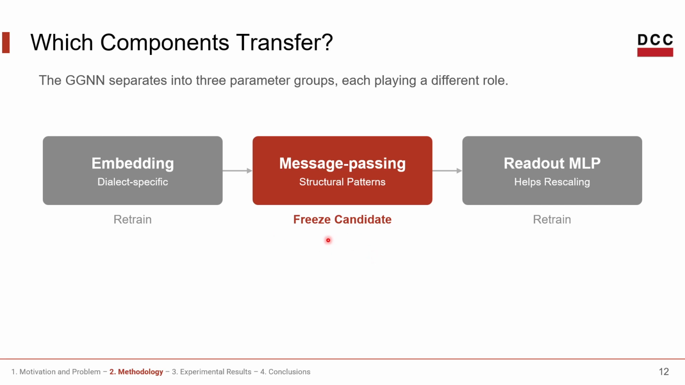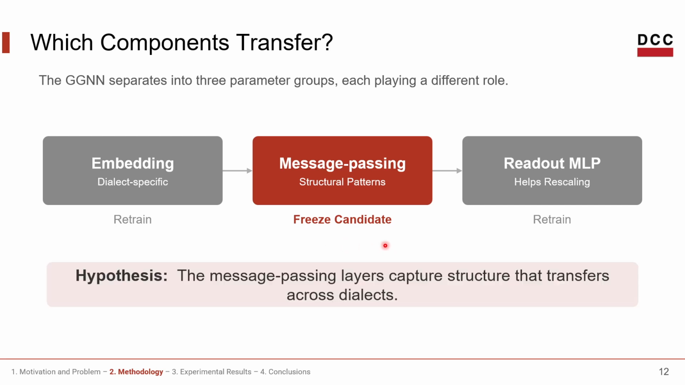And the message passing layers, though, learn how information flows through the graph, which is like general structural knowledge. So the hypothesis is that the message passing layers capture structure that can actually be transferred across dialects, while the embeddings and the readout have to adapt. So the experiments are designed to test this hypothesis that some parts of the message passing component can be kept frozen and still be useful when adapting the model over to the target dialect.